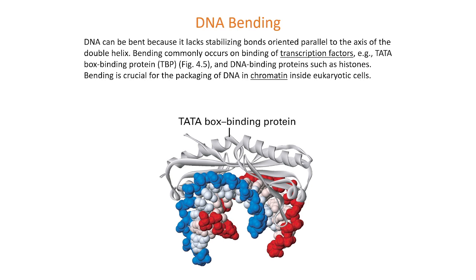Bending is crucial for the packaging of the DNA inside chromatin, which is present inside eukaryotic cells. So this DNA actually bends in the presence of transcription factors. There are different transcription factors which come and are important in the packing of your DNA. These transcription factors are basically proteins, like the TBP and DNA binding proteins like histones. So these are crucial for the packaging of the DNA inside eukaryotic cells.